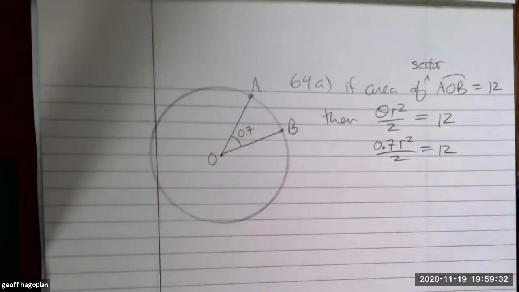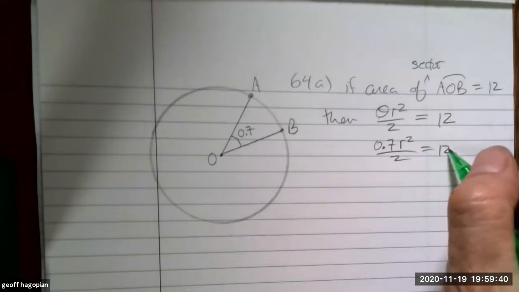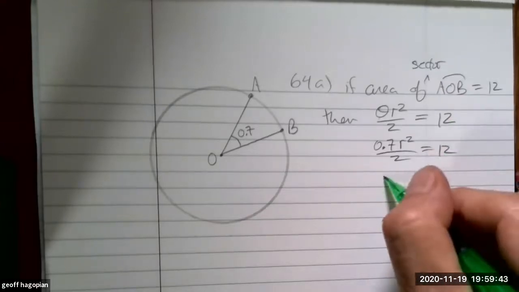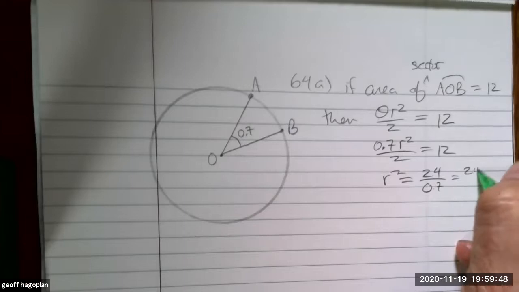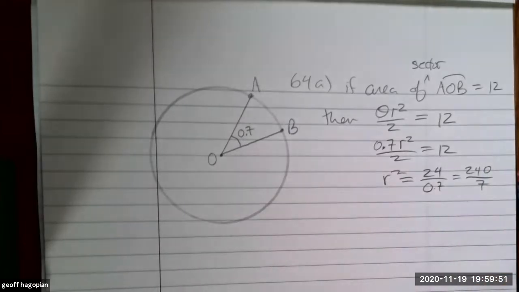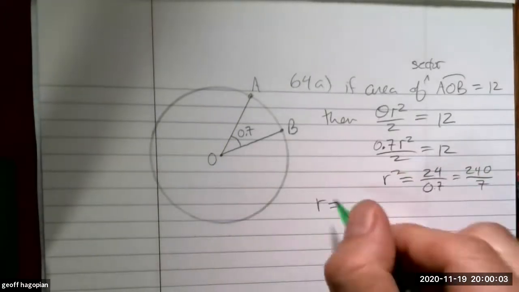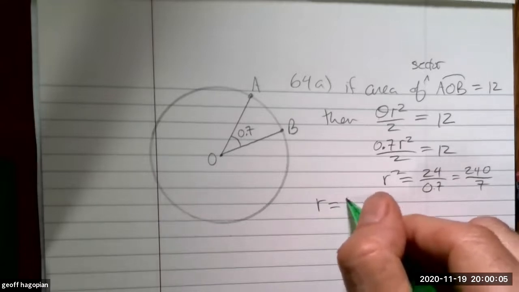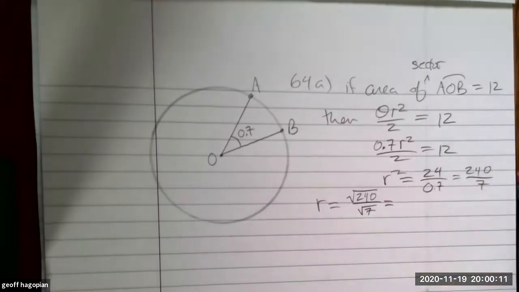So we have one unknown, which is r. And when we go to extract roots, we'll take the positive root because our radius is always positive, right? So r squared is going to be 24 over 0.7, or 240 over 7. Does that simplify? No, 240 is not a multiple of 7, right? So we're just going to have to take square roots and say r is square root of 240 over square root of 7, which begs to be simplified, right?